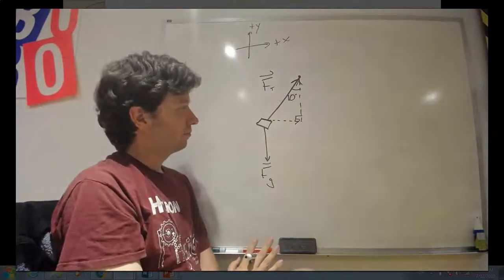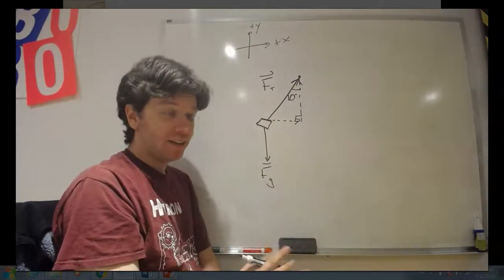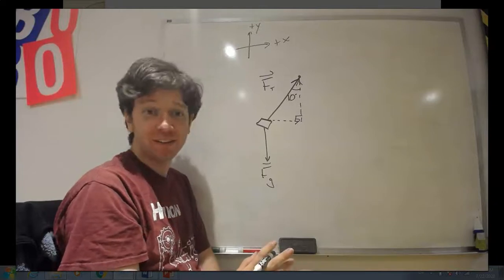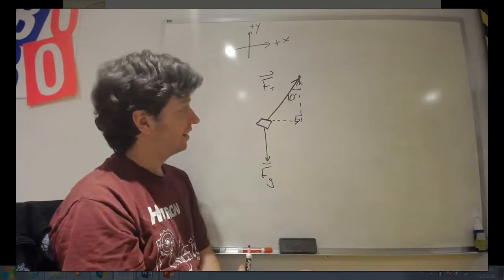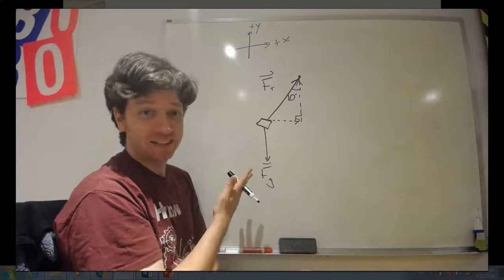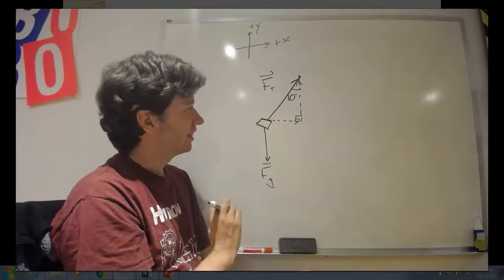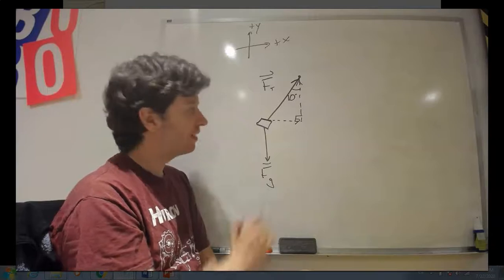Now, if you were unaware that you were in an accelerating vehicle, let's say you're back in the train and you see that, and you have no idea you're in a train or in anything that's accelerating, this looks weird. Why does it look weird?